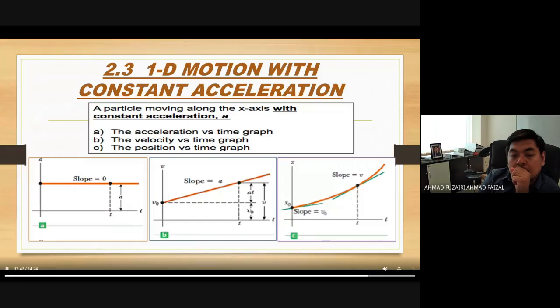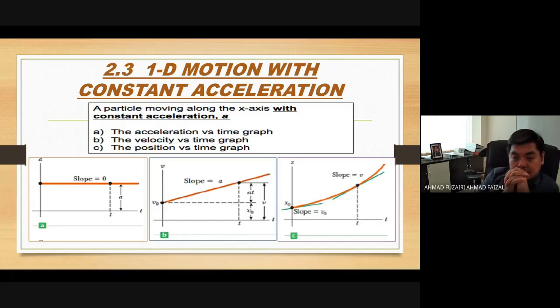The second graph is the graph of velocity versus time. It has a straight line graph, meaning that the slope of the graph is a constant acceleration. When we calculate the area under the graph, we may get the displacement of the object. The third graph is the graph of position versus time. When we calculate the slope of the graph, we may get the velocity of the object.